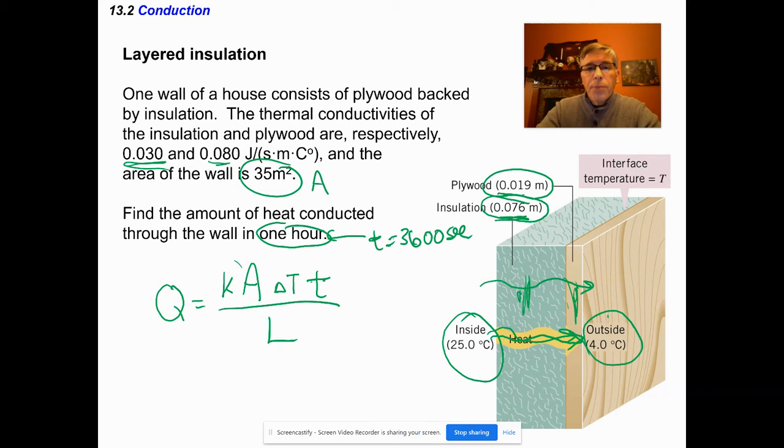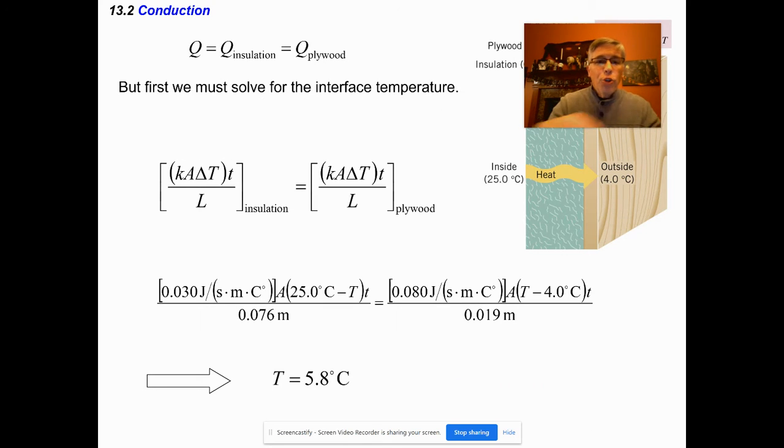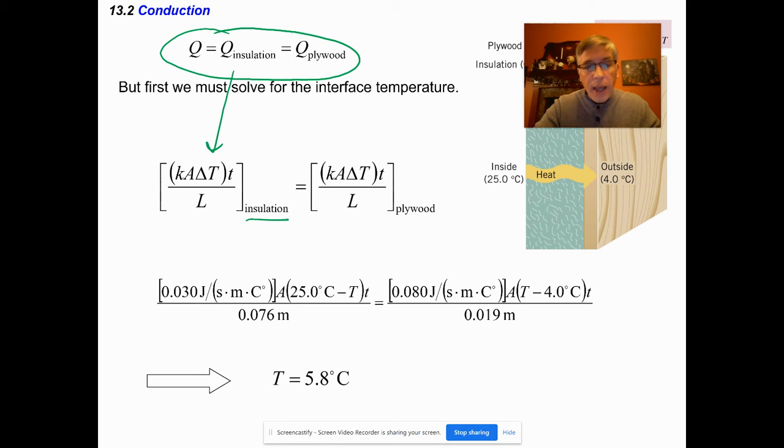And so in this particular case, the heat flowing through the insulation has to be equal to the heat flowing through the plywood. We're going to use that to help us out, that the heat between these two has to be equal to each other. Then I can plug in the equation for the insulation, that's kA delta T over L, and set it equal to all the information for the plywood. And you're like, but I don't have all the information.